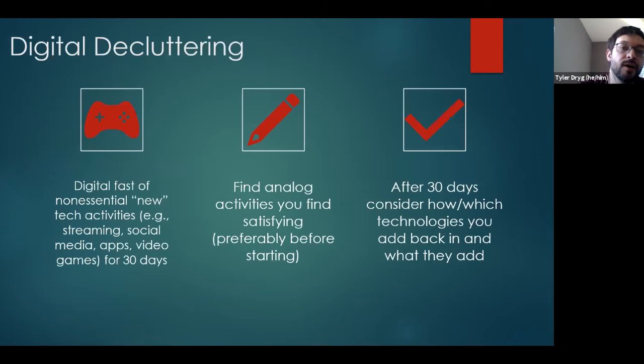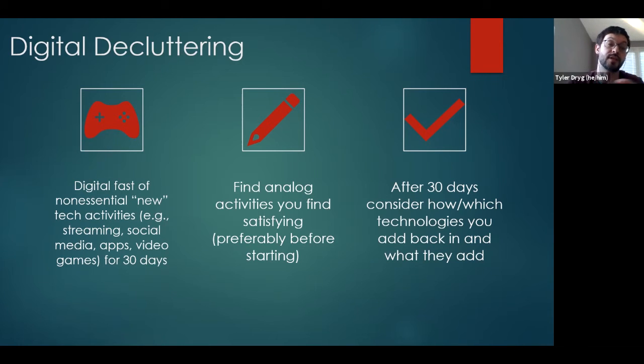So I want to talk a little bit about one tool that he suggests for implementing digital minimalism, which is the idea of digital decluttering, which is maybe familiar to people from some other thinkers. And one thing that Newport suggests is called doing a digital fast.